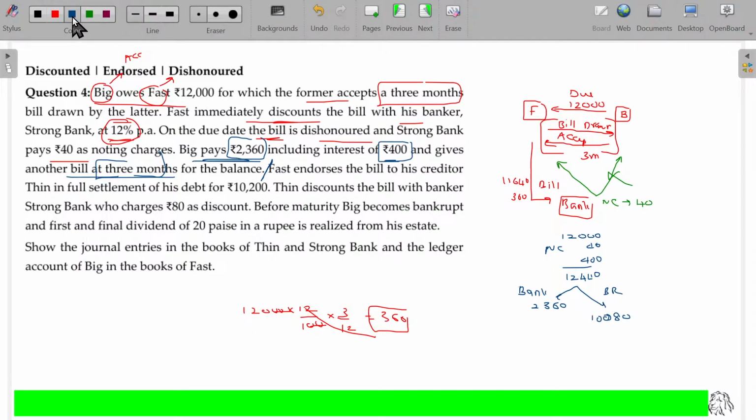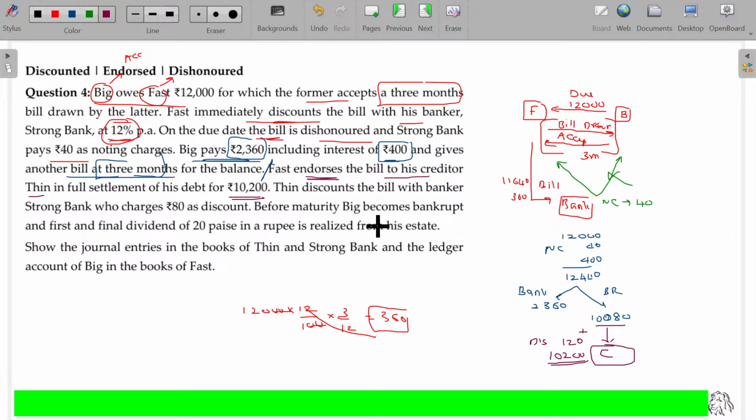And next, Fast endorses the bill to his creditor Thin in full settlement of his debt of 10,200. Now this is given to whom? One of the creditors, C, endorsing. The amount payable to the endorsee being 10,200 for the full settlement. So 10,080 is paid, or BR is issued for 10,200 rupees due. It means 120 being the discount.